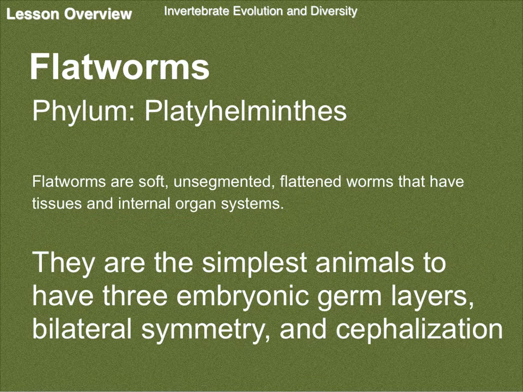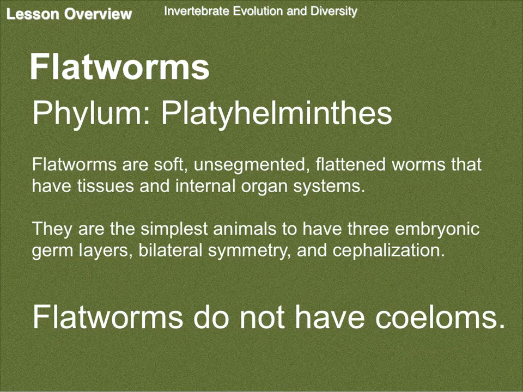They are the simplest animals to have 3 embryonic germ layers. They have bilateral symmetry, so they're not radial, they're bilateral. So if you cut them down the middle, you'll have a mirror image on either side. And they have cephalization, so they have a head. Flatworms do not have a coelom, so we call them acoelomates.